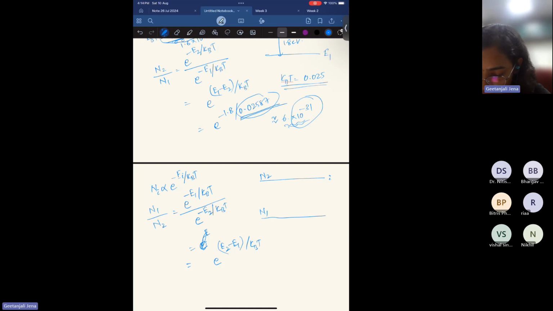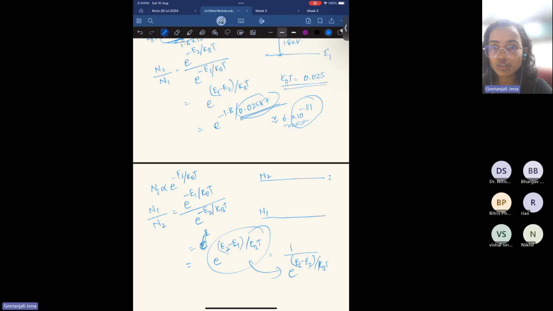If you look at the answers given in the question, the second option, which is 1 by e to the power E1 minus E2 by KBT, is the answer. You can write this in terms of this, right? So this is the answer. Is this clear to you? Bhargav, is this solution clear to you?